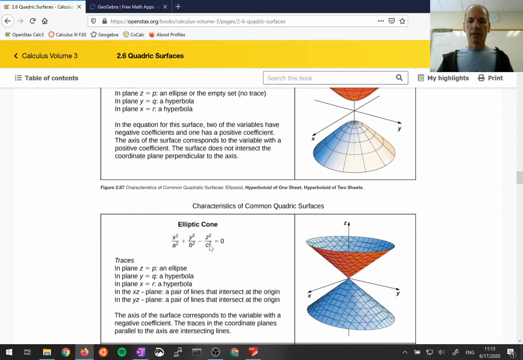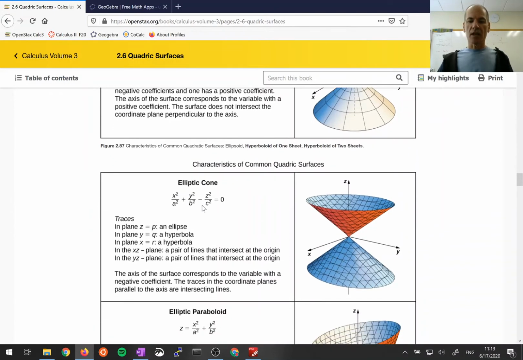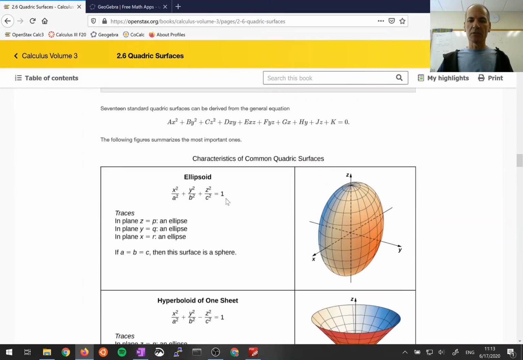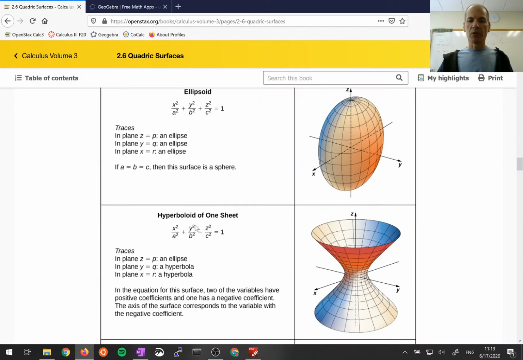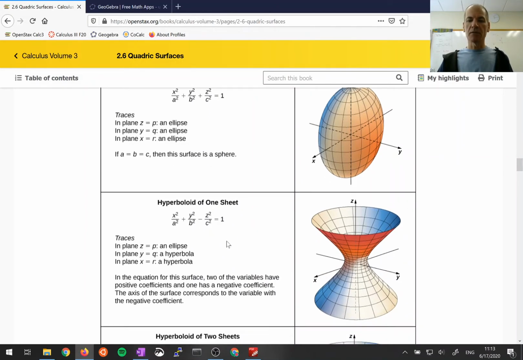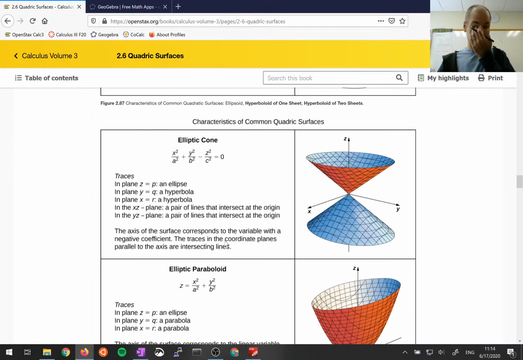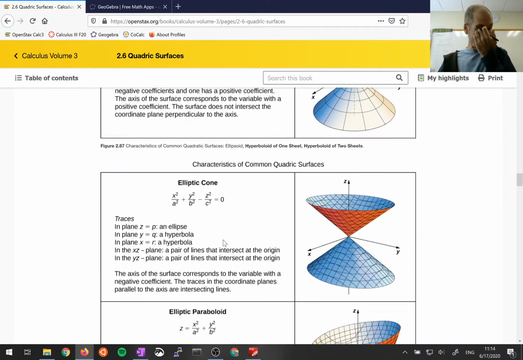Continuing, if we change the sign on one of them, but set the k term to 0, so very similar to the hyperboloid of one sheet, but the big difference being the k term, the constant term, is 0, you get what we call an elliptic cone.